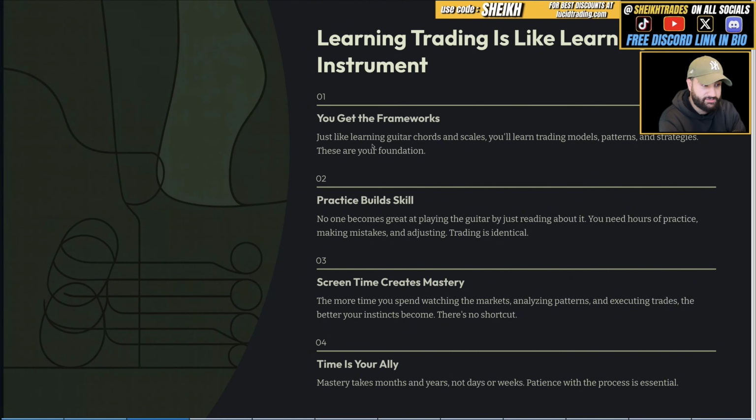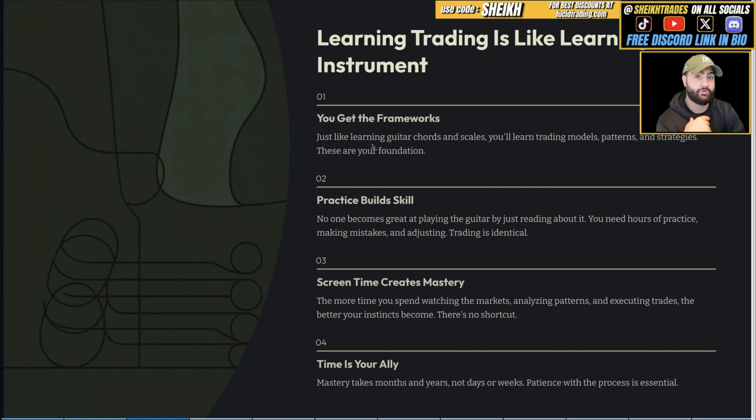Learning trading is like learning an instrument. You get the frameworks, just like learning guitar chords. You'll learn trading models, patterns, and strategies. They are your foundation. So what I did in this case is I'm comparing trading, learning a new skill, with learning how to play the guitar, which is also a new skill. I think this resonates with a lot of people easier.